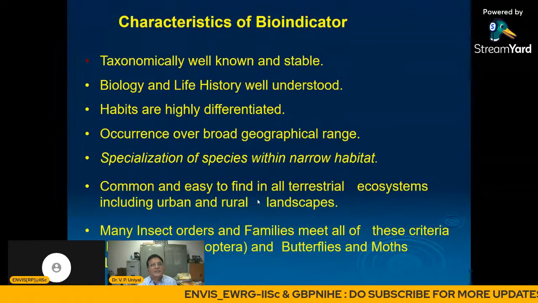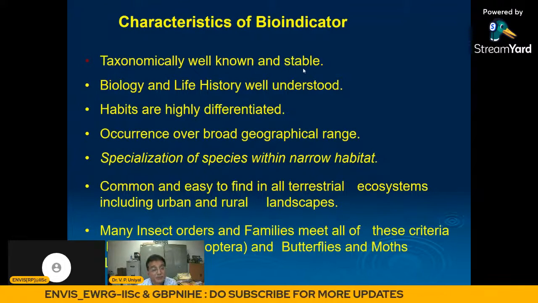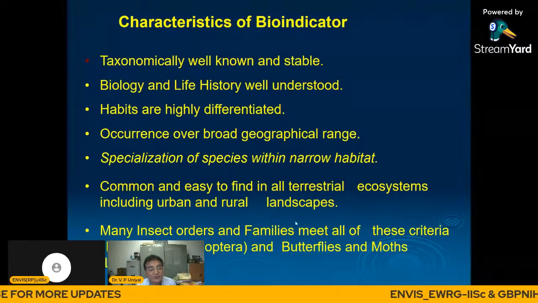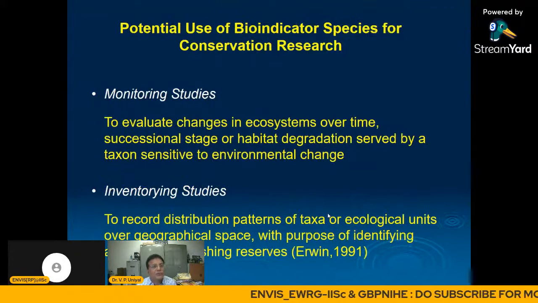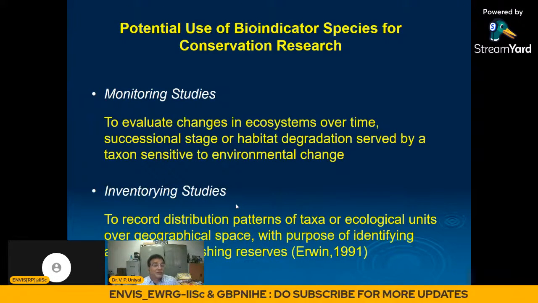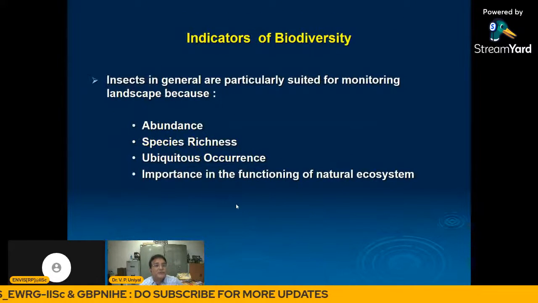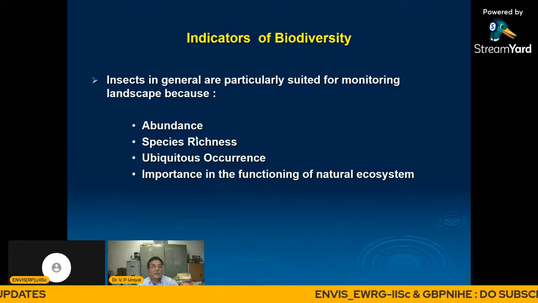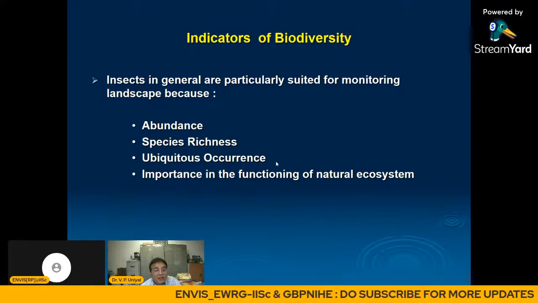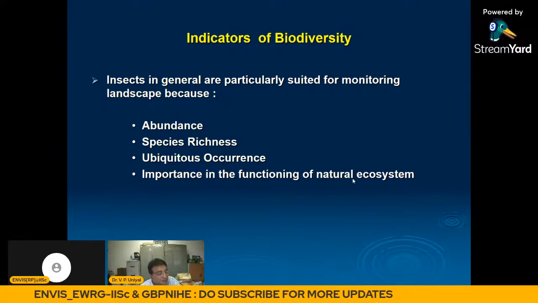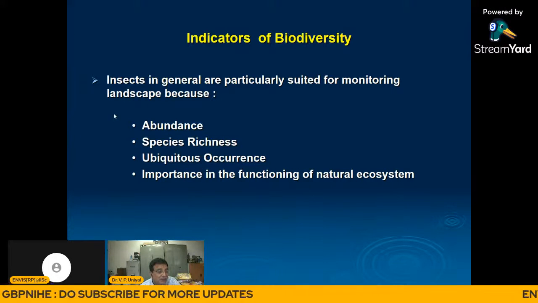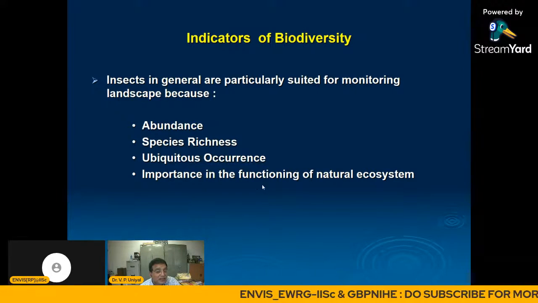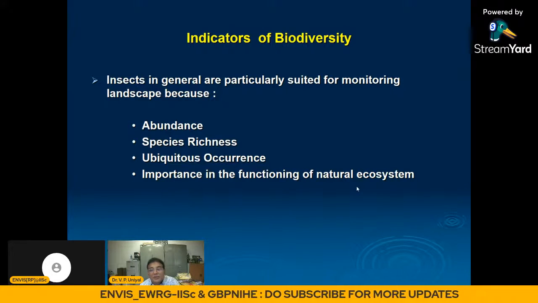On the basis of those characters, you can identify a taxonomically known species, biological life history, habitat, differentiated occurrence, common and easy to find in terrestrial ecosystems, including urban and rural landscapes, in those monitoring studies and your inventories. On the basis of your observation, you can select those indicators. But ultimately, insects in general are particularly suited for monitoring landscapes because of abundance, species richness, occurrence, and importance in the functional and natural ecosystem. If you're selecting any species as a bioindicator, you have to keep in mind the abundance of the species, richness, occurrence, and ultimately what is the role of this species in the natural ecosystem.